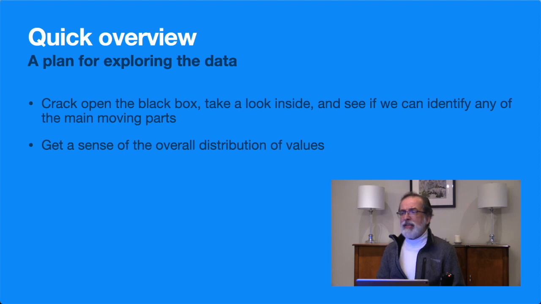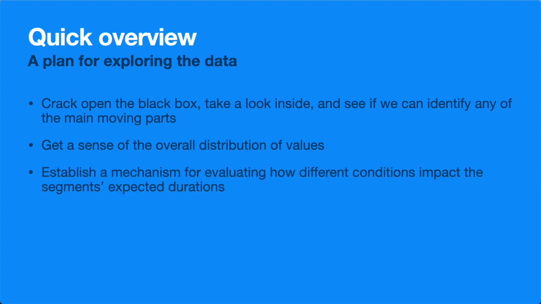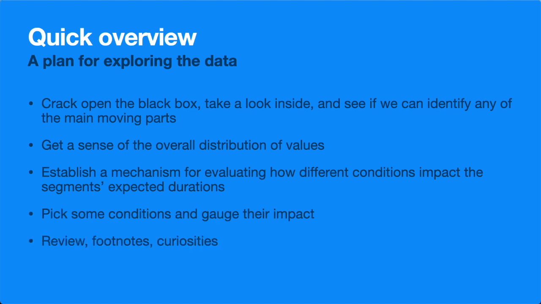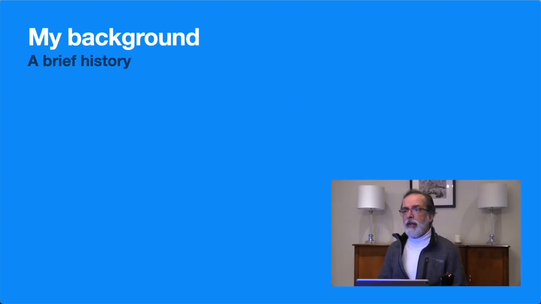So we'll start by getting a sense of the overall distribution of values. We'll establish a mechanism for evaluating different conditions and seeing how they impact the segment durations, whether something makes the next segment that's coming up longer or shorter. Then we'll pick some conditions, gauge their impact, and then we'll review what we found, a few footnotes and curiosities that we'll encounter along the way, and we'll sort of defer till later.